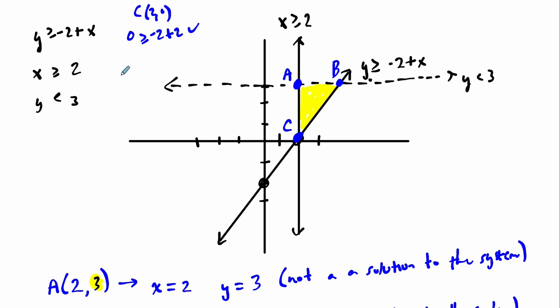x has to be greater than or equal to 2. Well, that works. If I plug in 2, that's clearly greater than or equal to 2. And then finally, y is less than 3. Well, 0 is less than 3. That's the y value here. So it checks out for all of them.